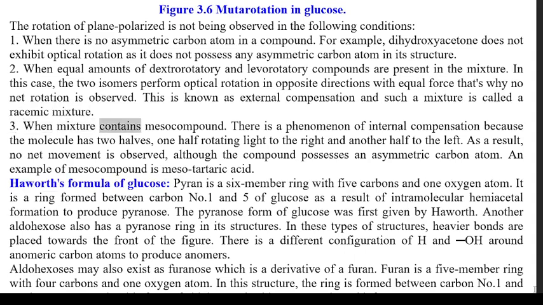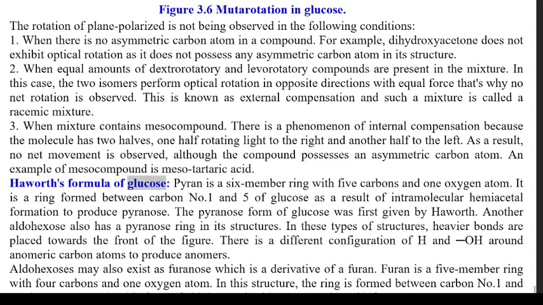3. When the mixture contains a meso compound. There is a phenomenon of internal compensation because the molecule has two halves, one half rotating light to the right and another half to the left. As a result, no net rotation is observed, although the compound possesses an asymmetric carbon atom. An example of a meso compound is meso-tartaric acid.